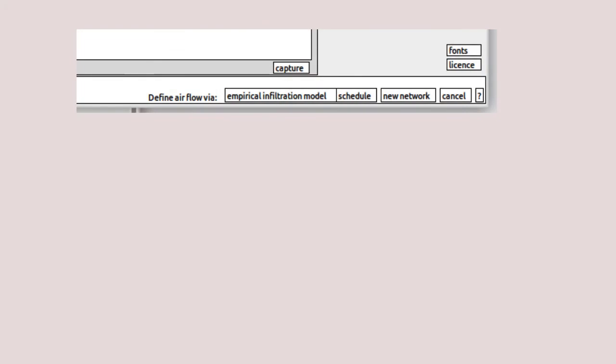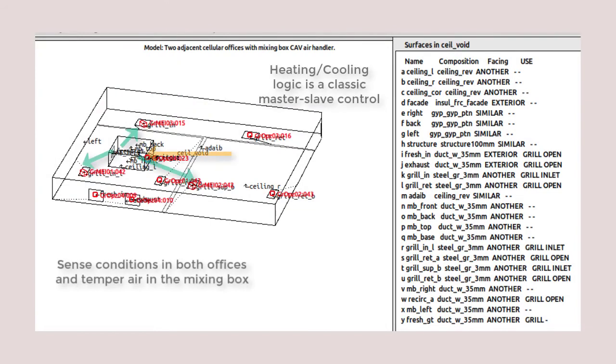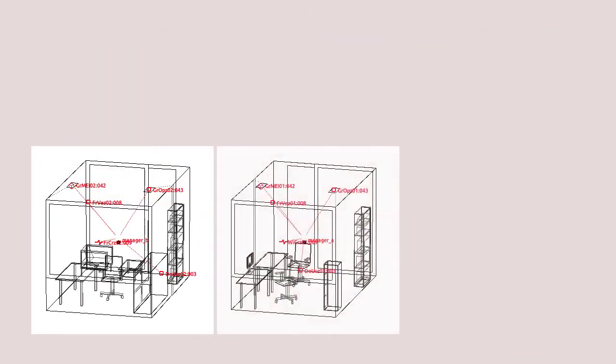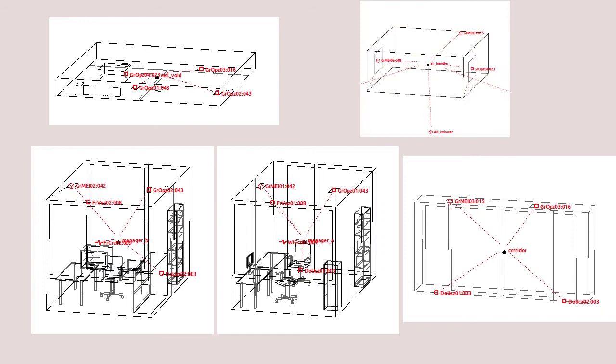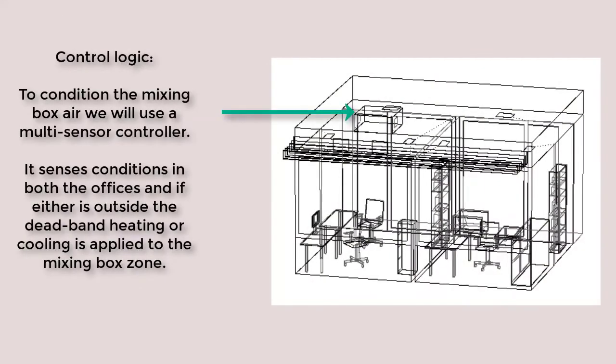The create network from surface attributes facility will be used to create the flow network, and it will ask us about the width of the cracks and the door undercuts, as well as the flow rates for mechanical ventilation inlets. These images show the generated flow connections related to each of the rooms. Let's look at the control logic.